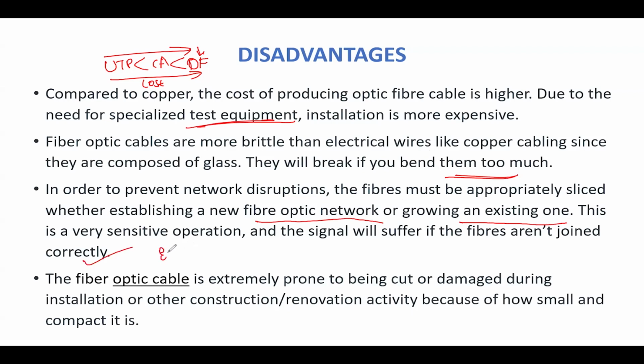Expansion is also a problem here because we are talking about the transmission of data in the form of light. So if you already have this much cable and you're adding another cable, this addition has to be done properly. Otherwise, a different signal might be sent. The fiber optic cable is extremely prone to being cut or damaged during installation or other construction and renovation activity because of how small and compact it is. This is another problem here. So these are the disadvantages of your optical fiber.